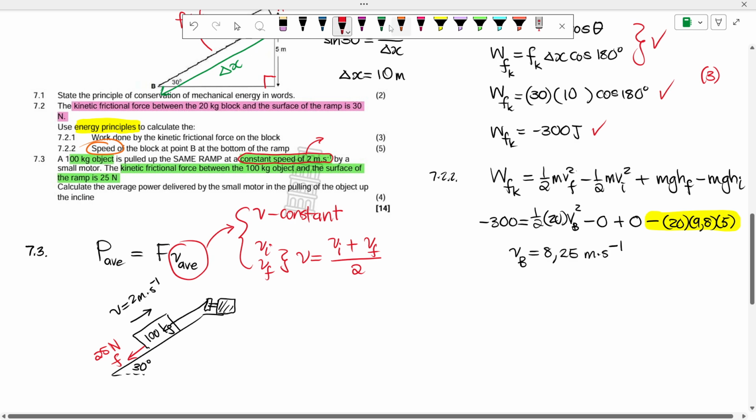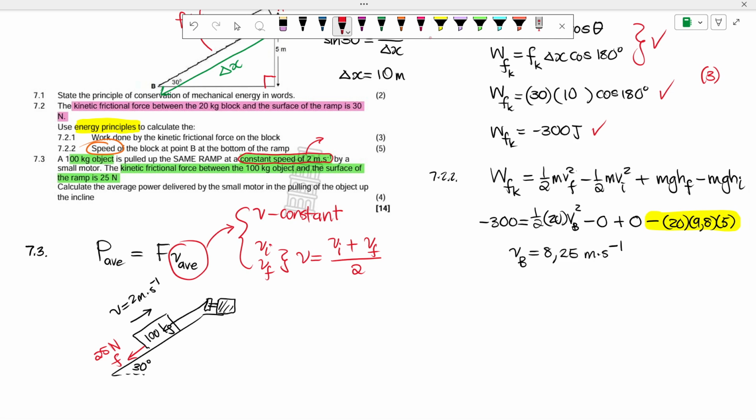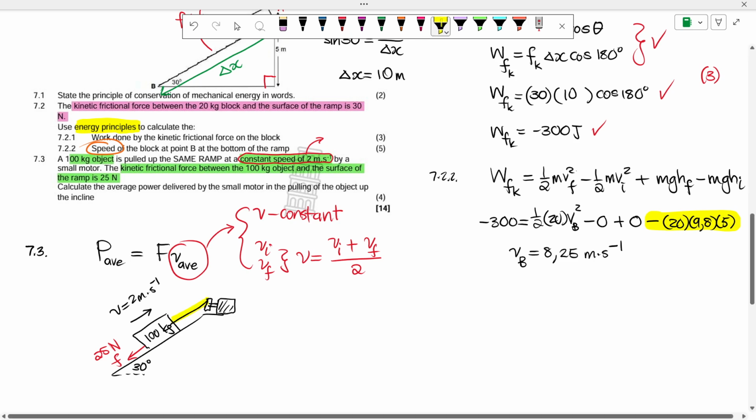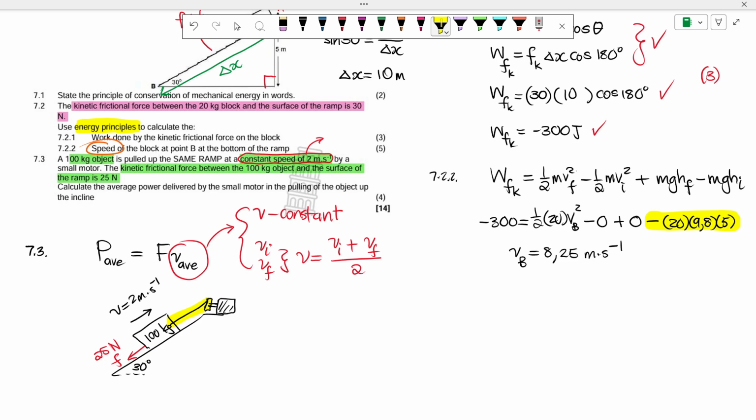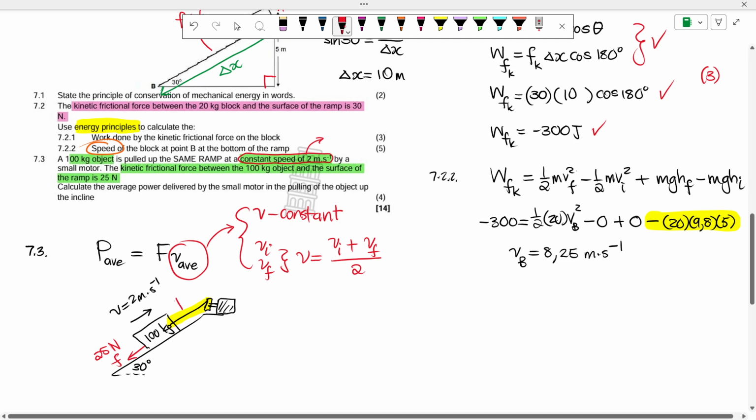Okay, here's the thing. When you are finding the average power, or power in that case, that is being delivered by the motor, you are looking for this force, only this force that the motor is using to pull the object up the incline. So how do we find that force? That is the actual question. How do we find this force that I highlighted? I'll just call it force of motor, F motor.